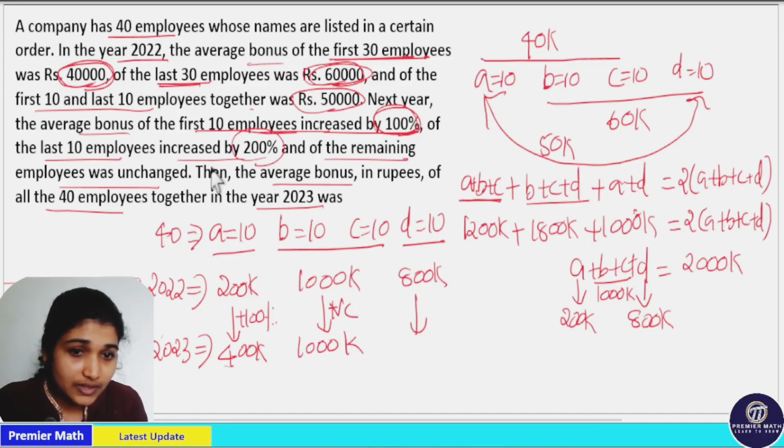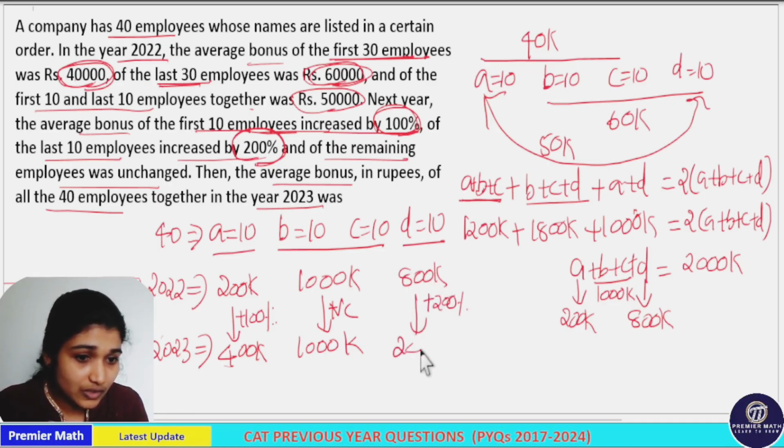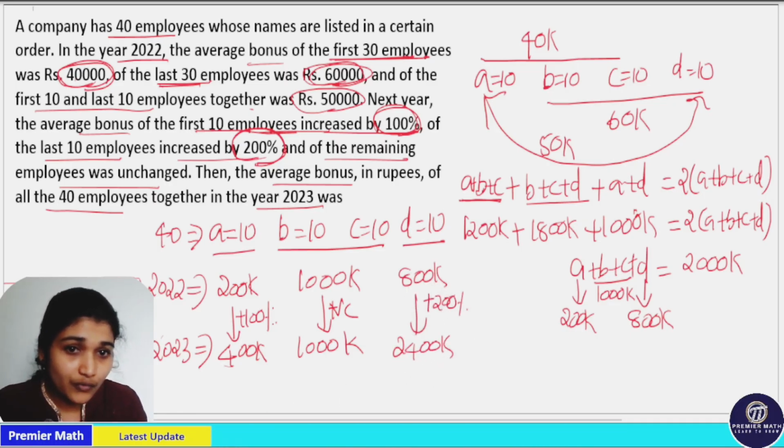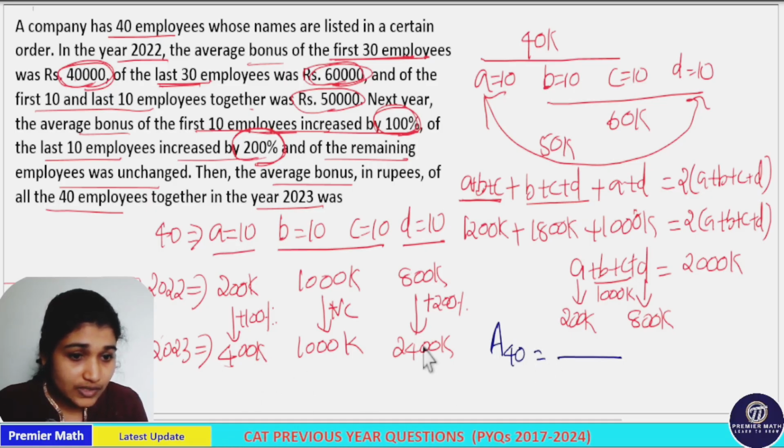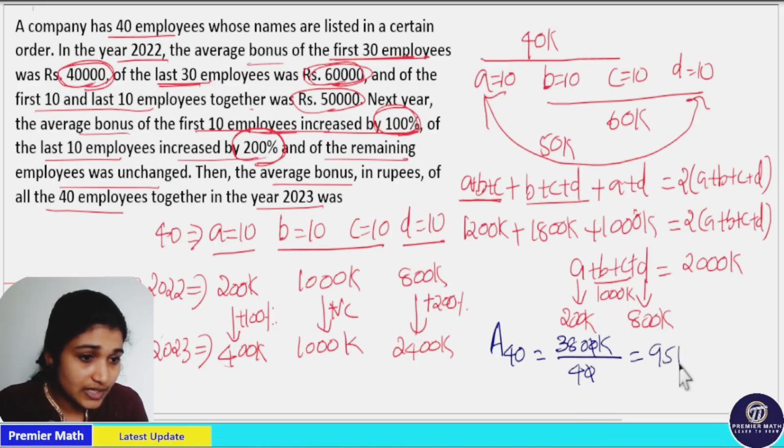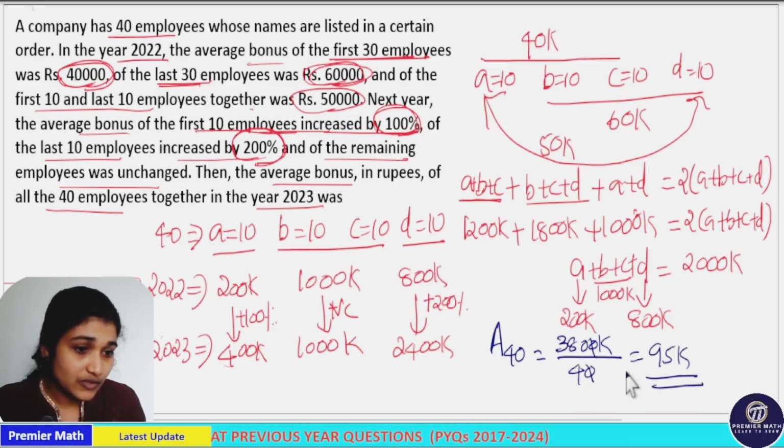But for the last 10 employees, the average increased by 200%. So the increment is 200%, which means the sum also increased by 200%. That is 800K plus 1600K, which is equal to 2400K. Now we have the sum of all 40 people in 2023, so the average of these 40 people in 2023 is the sum total, 2400 plus 1000 plus 400, that is 3800K, divided by 40 people. The 0 cancels. 380K by 4 is equal to 95K. So 95,000 is your answer.